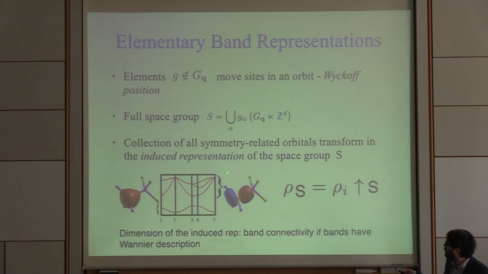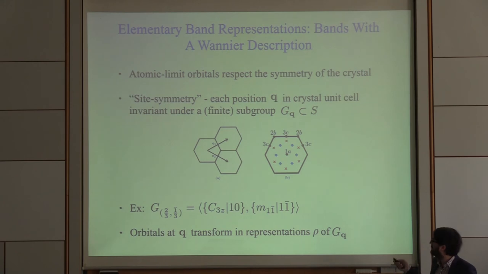So the dimension of this representation, after you mod out the momentum, this infinite fake translational symmetry momentum, is actually the band connectivity if the bands have a Wannier description. It is usually, but not always, the dimension of the representation of the site symmetry group, the stabilizer group, times the multiplicity of the Wyckoff positions.